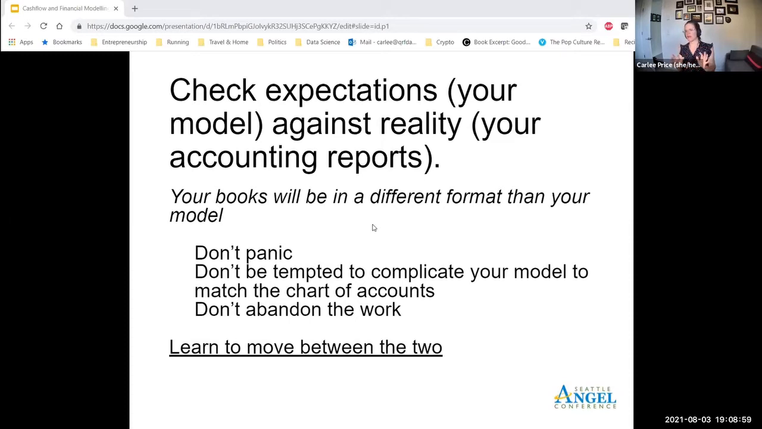You don't want to abandon the work. You don't want to overly complicate it. What you have to do at this stage is learn to move between the two. So find a way that works for you to bridge from your financial statements back to your model, and that these two things can work together. Otherwise, you'll get lost. Your model will fall out of date. The financial statements will become a mystery to you because you've spent so much mental time in the forecast in the model world. You need to know both languages, and you need to know what they mean one for the other.